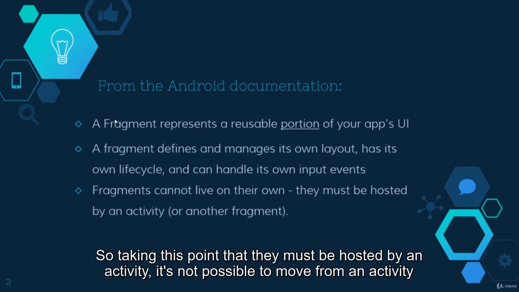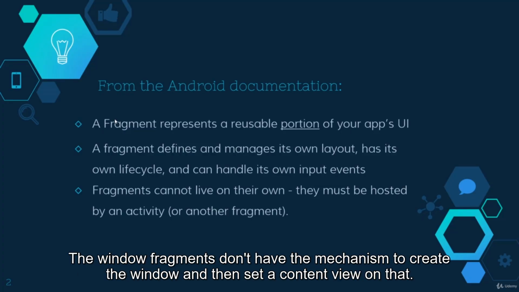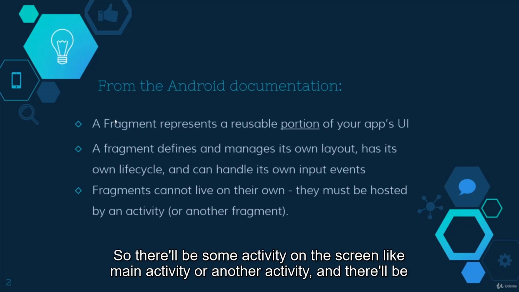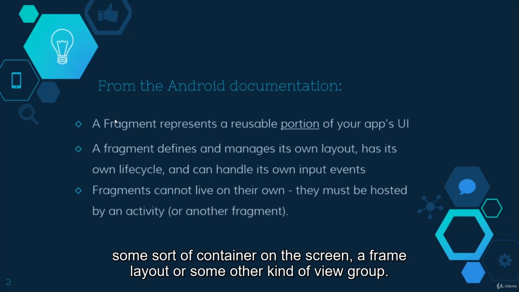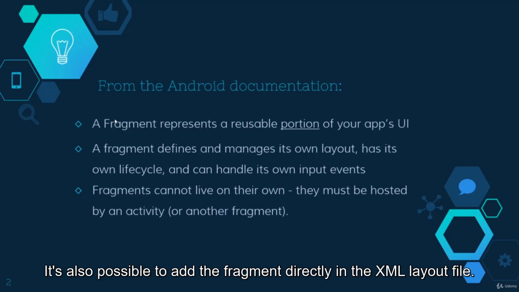So, taking this point that they must be hosted by an activity, it's not possible to move from an activity to a fragment, and that the fragment is just the screen, the window. Fragments don't have the mechanism to create a window and then set a content view on that. The way that fragments work is they live within an activity, or a fragment. So there'll be some activity on the screen, like main activity, or another activity, and there'll be some sort of container on the screen, a frame layout, or some other kind of view group, and the fragment is added to that container. It's also possible to add the fragment directly in the XML layout file.